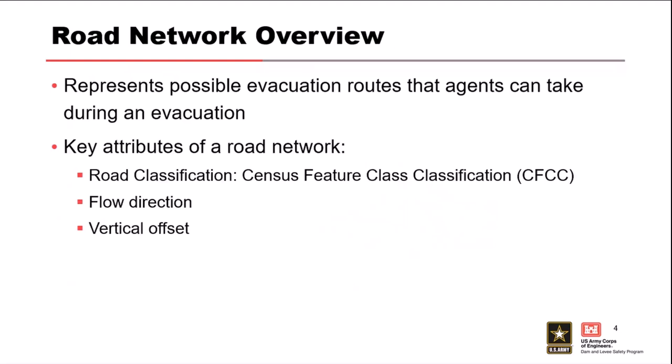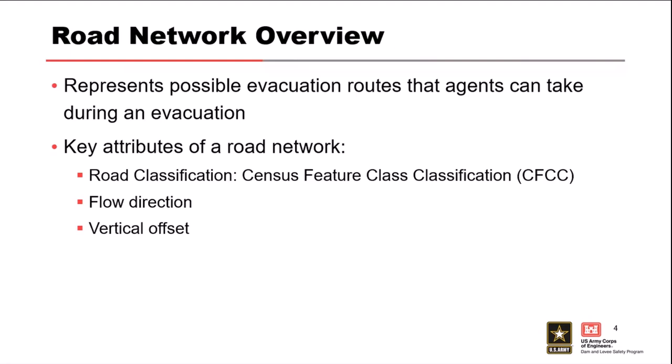Key attributes of a road network are the road classification data. They're called CFCCs, common feature classification code. It's really just a code that helps define, it's almost like an occupancy type for structures. It's a code that helps define certain attributes about each road segment, such as number of lanes, free flow speed, and so on. Flow direction is also important with road networks.